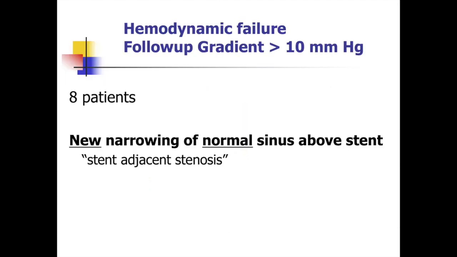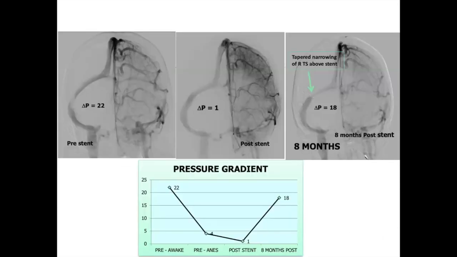The real interesting group are the ones that get the stent-adjacent stenosis in a normal sinus. And this is what it looks like. And you've shown a couple of cases now where what happens is you get this tapered narrowing of the transverse sinus above a short stent, and it's tightest right above the stent.